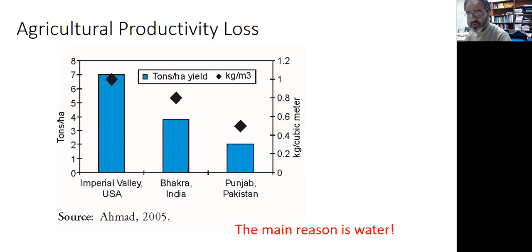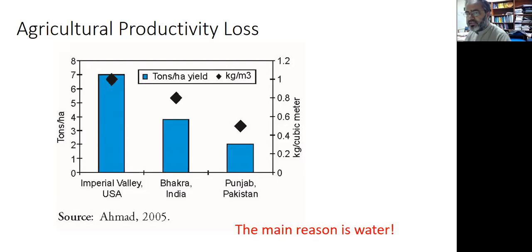But the fact of the matter is that if we compare our agricultural productivity with other parts of the world, so the graph that I'm showing here, this is wheat. In Imperial Valley, USA, this is about 7 tons per hectare. Just next door, India, they are doing maybe about 3.5 tons per hectare, although that is half of what theoretically can be achieved, but still better than us in Punjab, Pakistan, maybe about 2.5 to 3 tons per hectare. And the main reason is water.